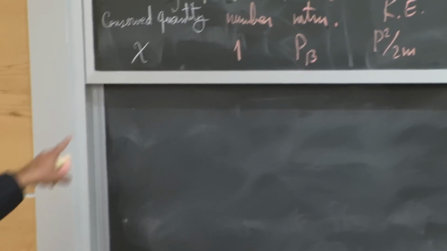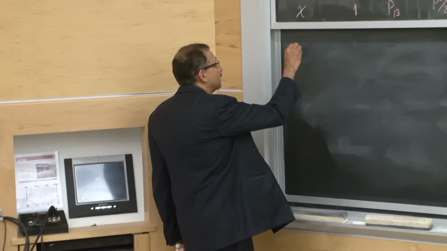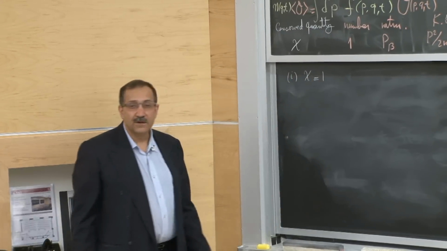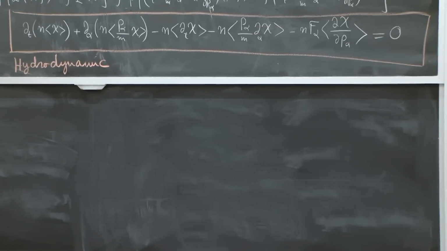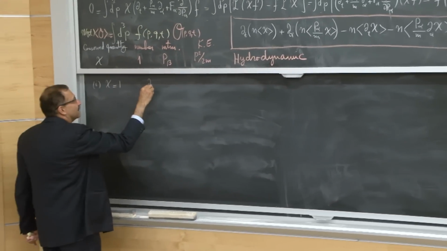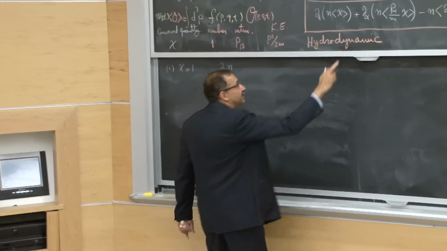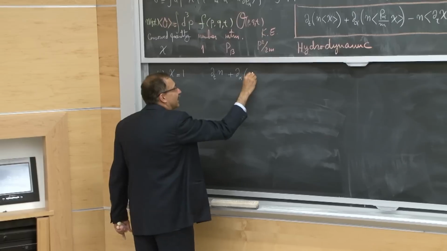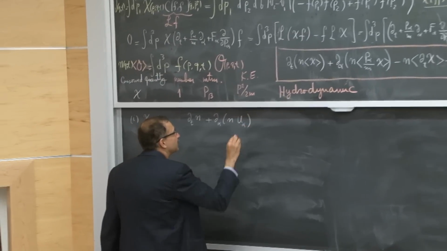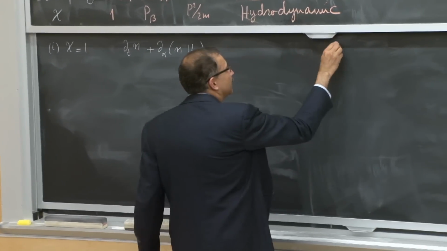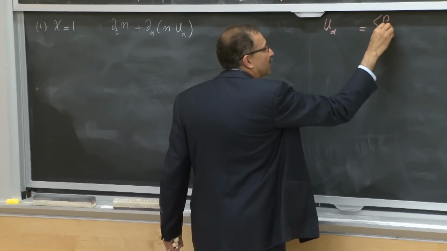So my task is to insert these values of chi into that equation and see what information they tell me about the time evolution of the corresponding conserved quantities. So let's do this one by one. Let's start with chi equals 1. If I put chi equals 1, all of these terms that involve derivatives clearly immediately vanish. And here I would get the time derivative of the density. And from here, I would get d alpha of n times the expectation value of p alpha over m. We'll give that a name. We'll call that u alpha. So I have introduced u alpha to be the expectation value of p alpha over m.